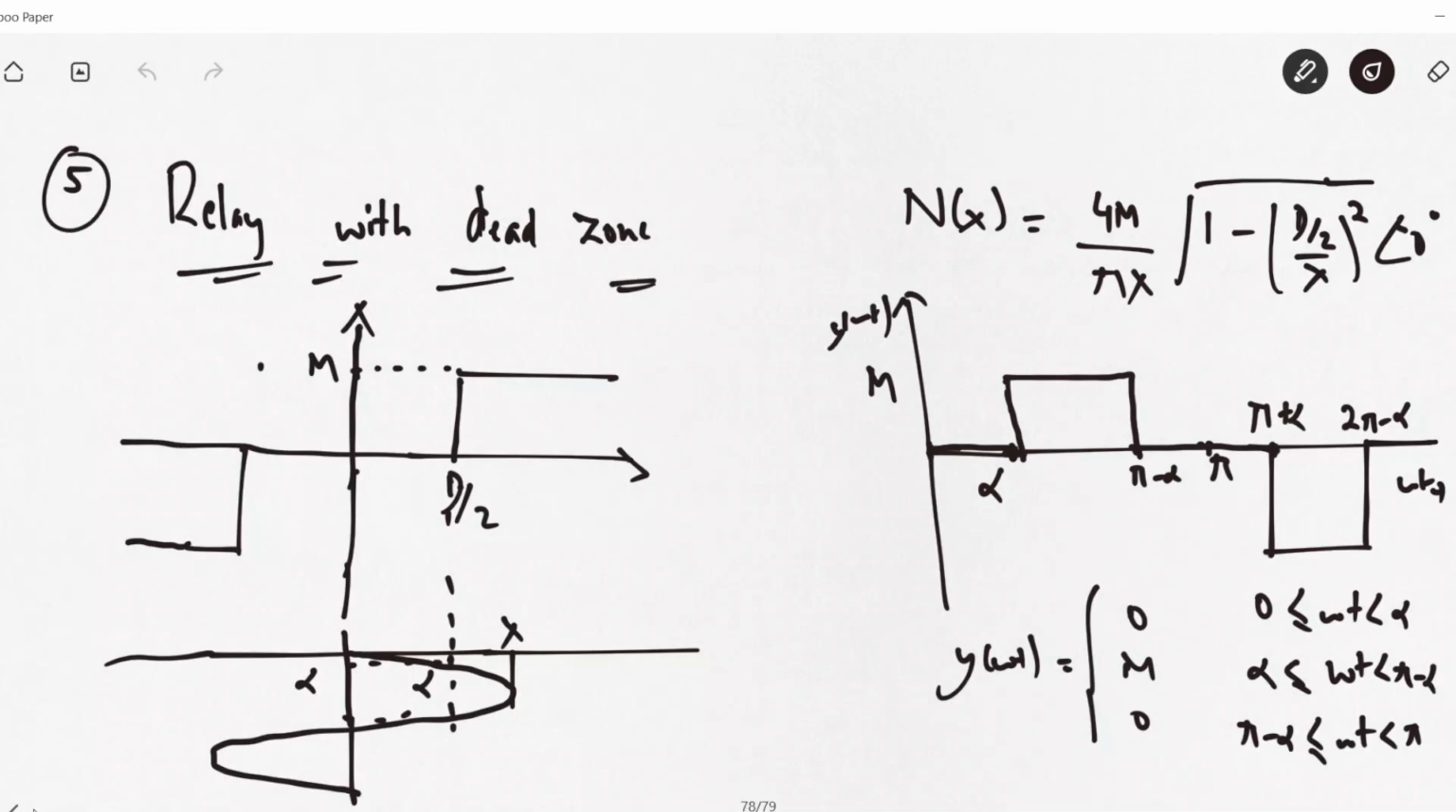So the last thing we did was the describing function of a relay with the dead zone. We had actually found the describing function of a dead zone followed by linear characteristics, but then we did the describing function of dead zone followed by relay characteristics. Number 6, we'll conclude this today with two, three more describing functions.